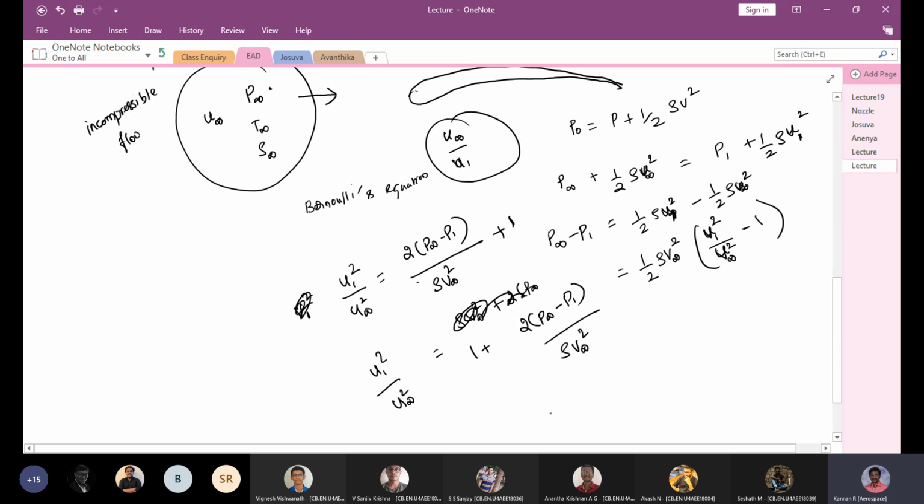If you take the root of that, your U1 by U infinity is going to be the square root of 1 plus 2 times P infinity minus P1 divided by rho U infinity square.